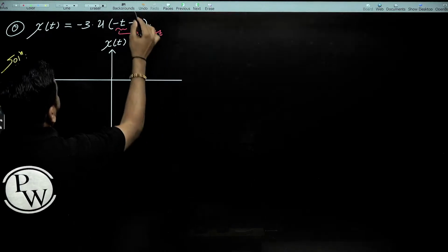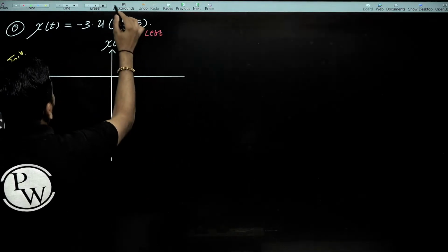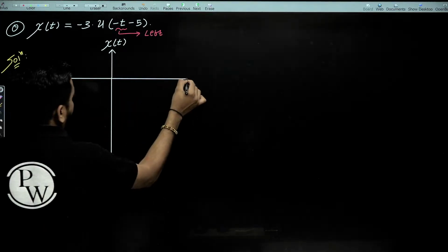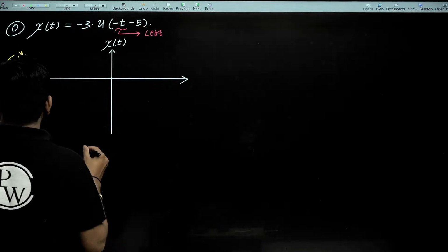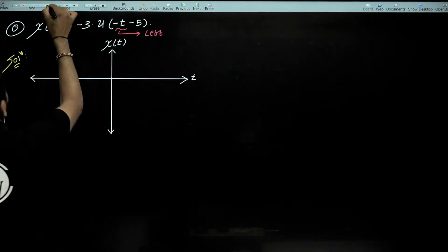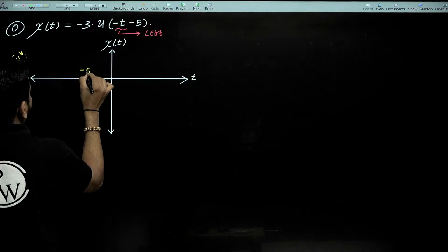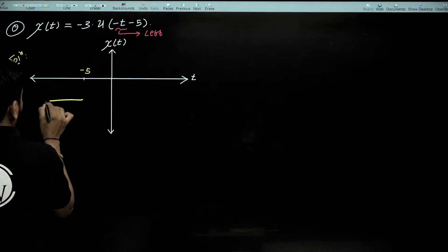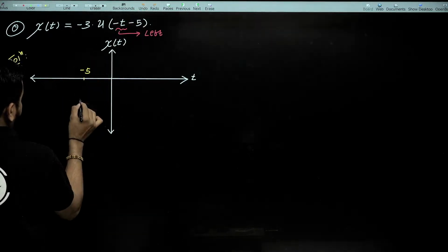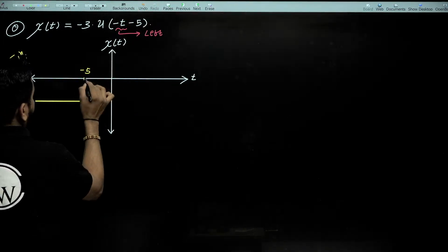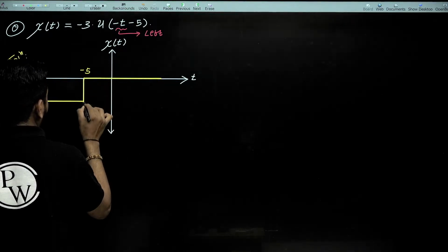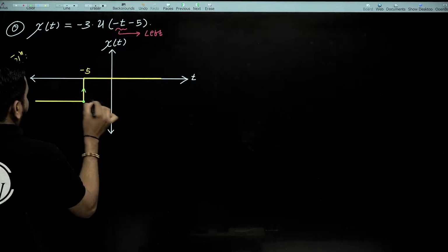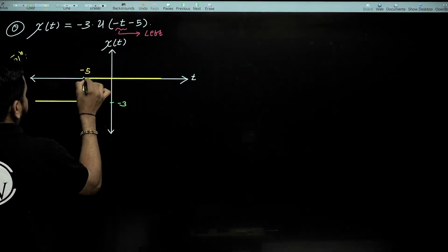What about amplitude? It starts from minus 5, going towards the left side, and the amplitude will be minus 3. So for t less than minus 5, amplitude is minus 3, and for t greater than minus 5, amplitude is 0, correct? There is a sudden change in amplitude from minus 3 to 0, guys.